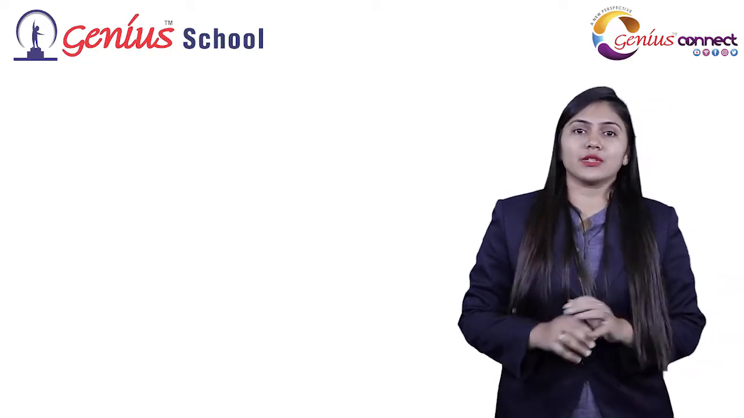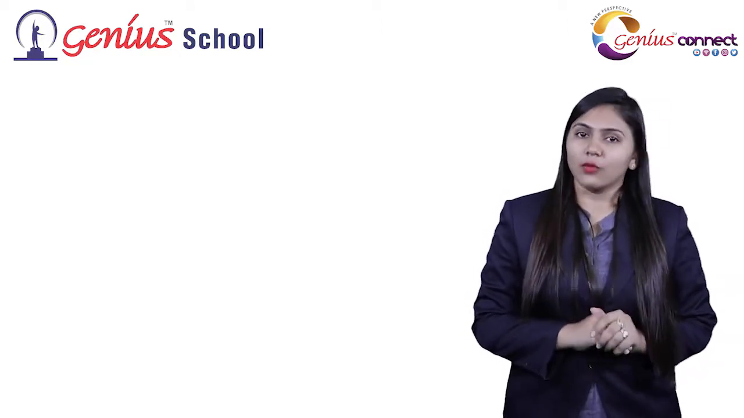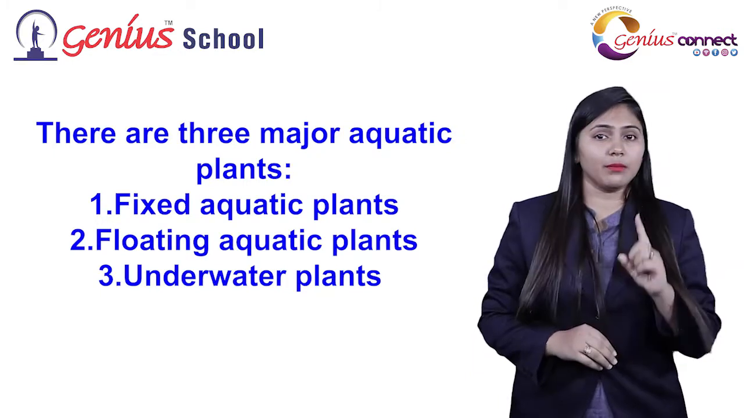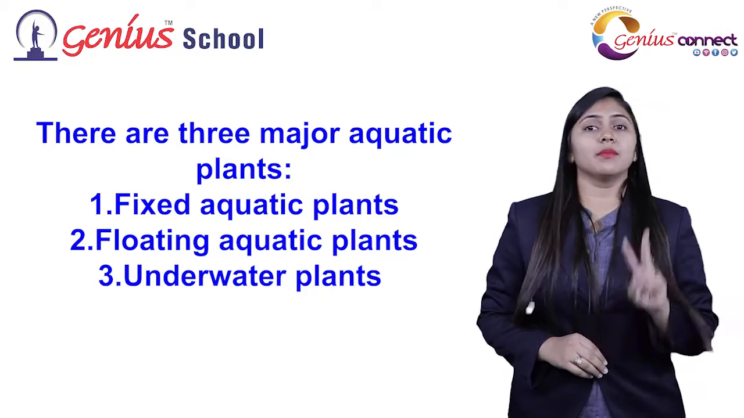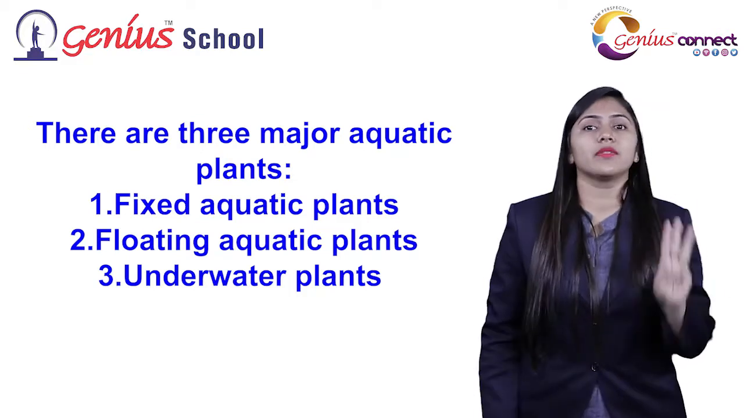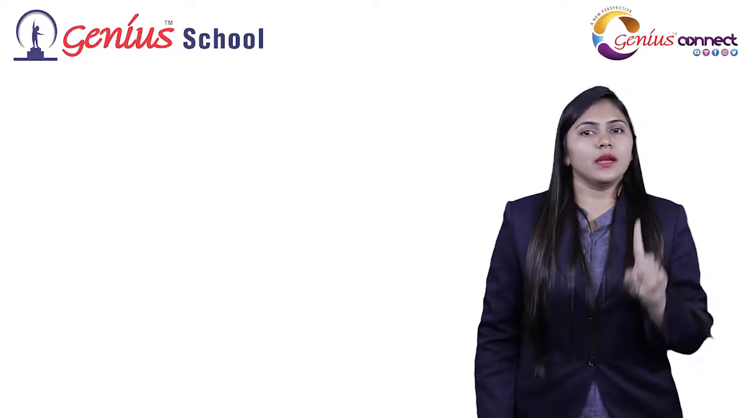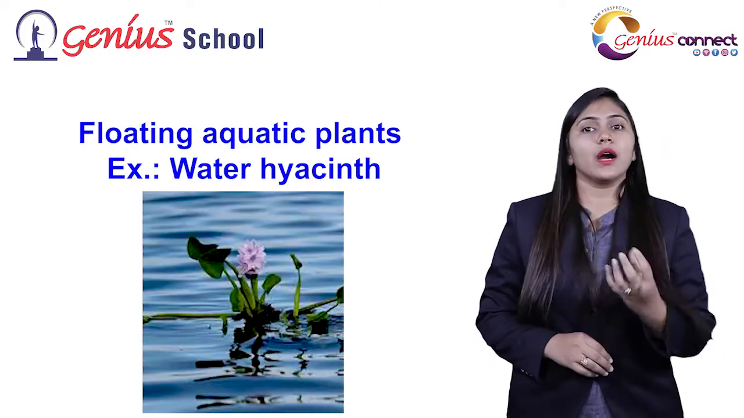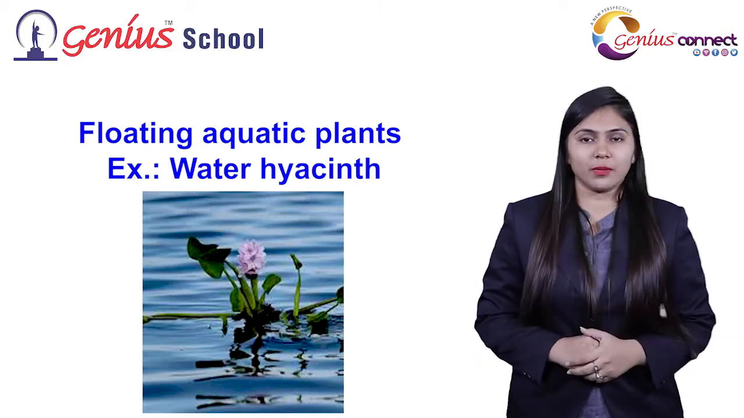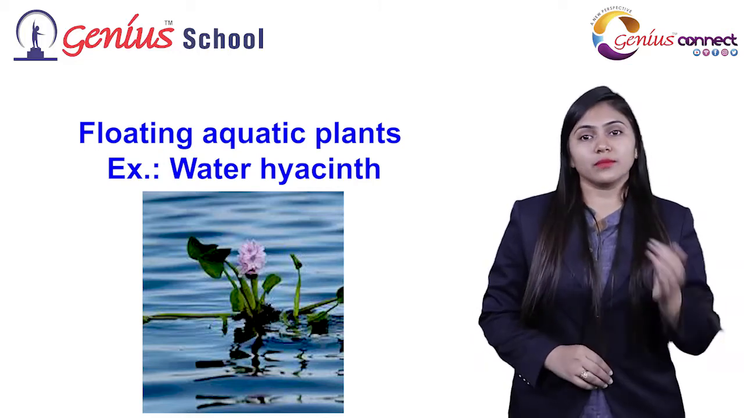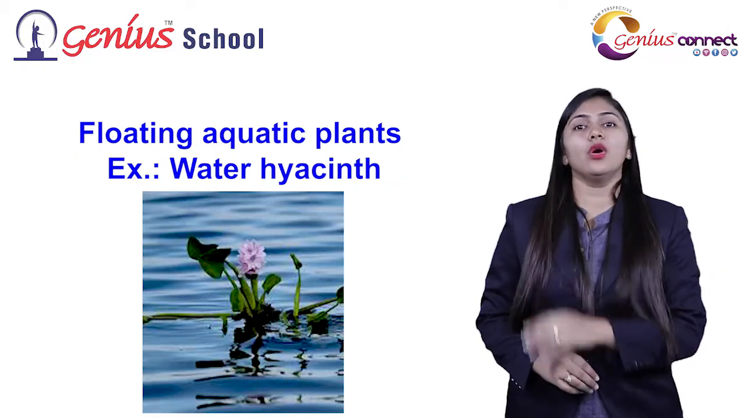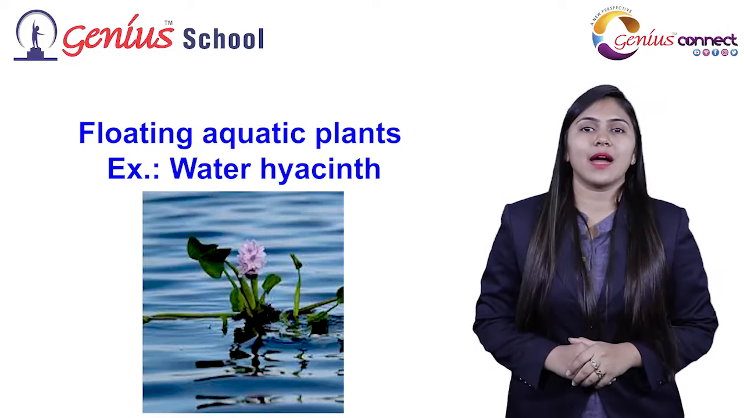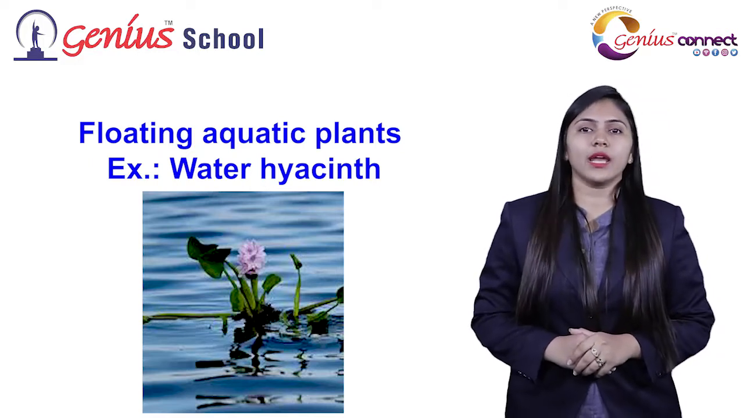So plants which grow in water are called aquatic plants. There are three major types of aquatic plants. Number one, fixed aquatic plants. Number two, floating aquatic plants. Number three, underwater plants. First of all, floating aquatic plants. The plants which grow on the upper side of water bodies and float along with the water are called floating aquatic plants. For example, water hyacinth. Water hyacinth is a floating aquatic plant.